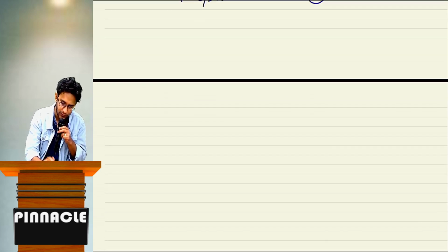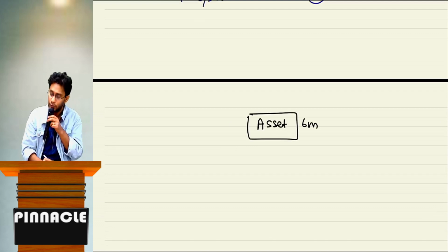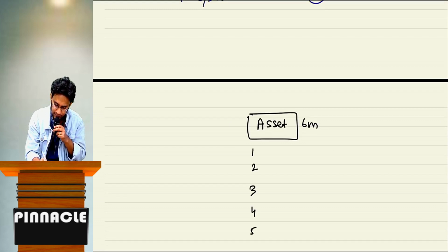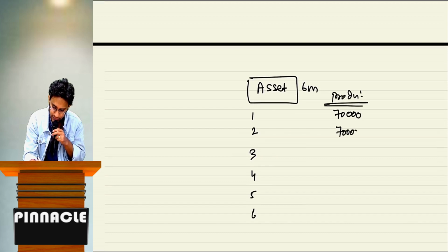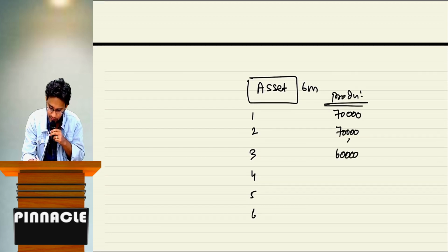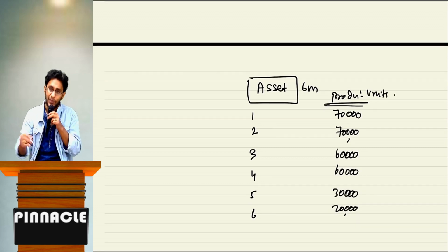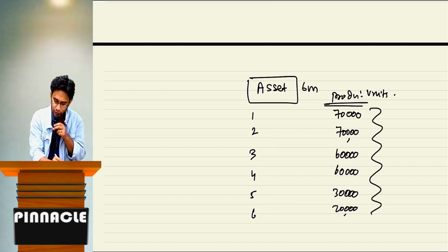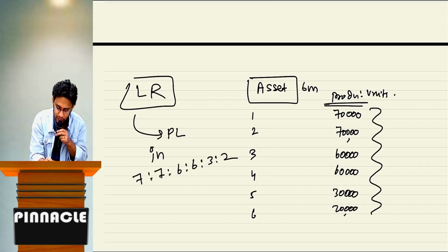Suppose you got the asset on lease for a period of 6 months. You say that in the next 6 months your production units are going to be 70,000 units, 70,000 units, 60,000 units, 60,000 units, 30,000 units, 20,000 units. This is the ratio of your production units. Since benefits are coming in this ratio, you want to transfer the total lease rent also to the P&L account in the ratio of 7:7:6:6:3:2. Can I do it like this?